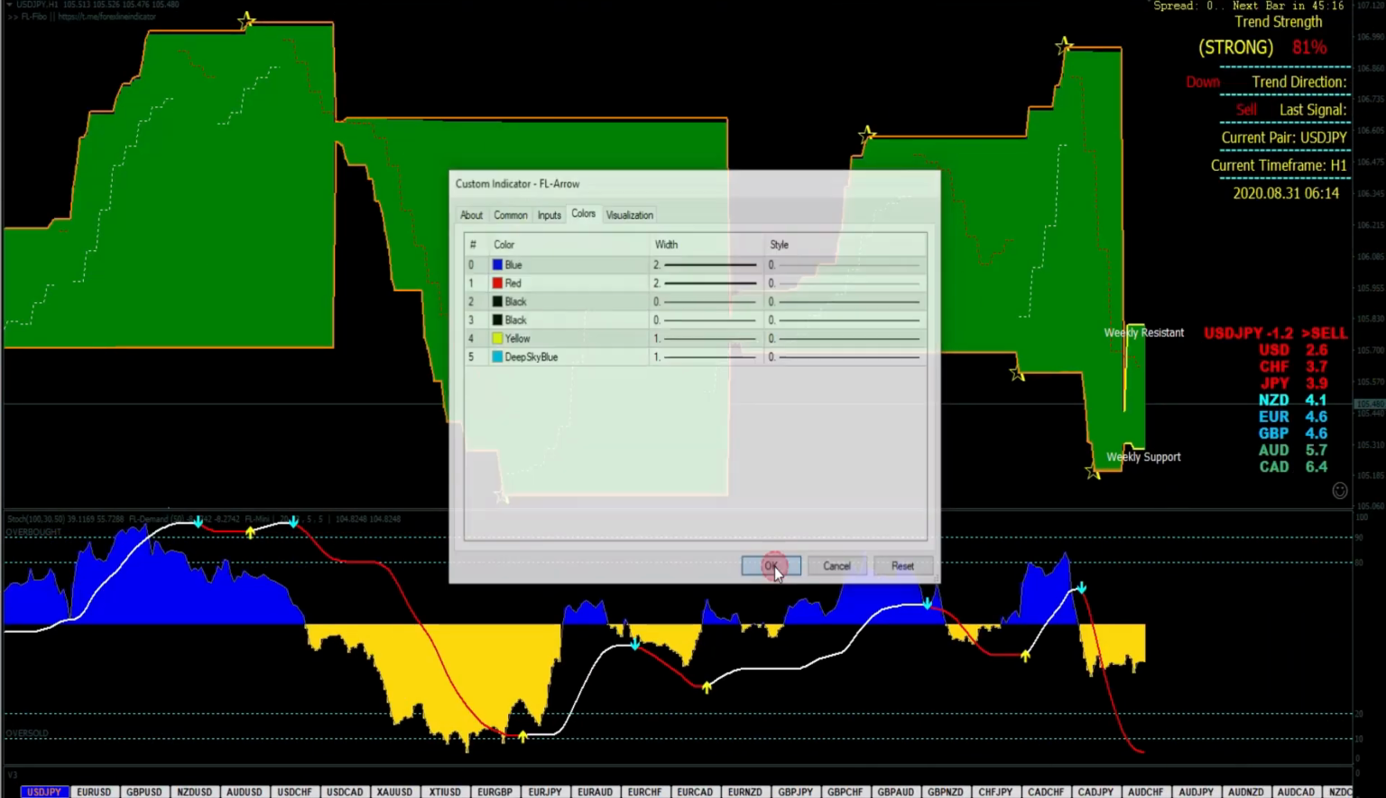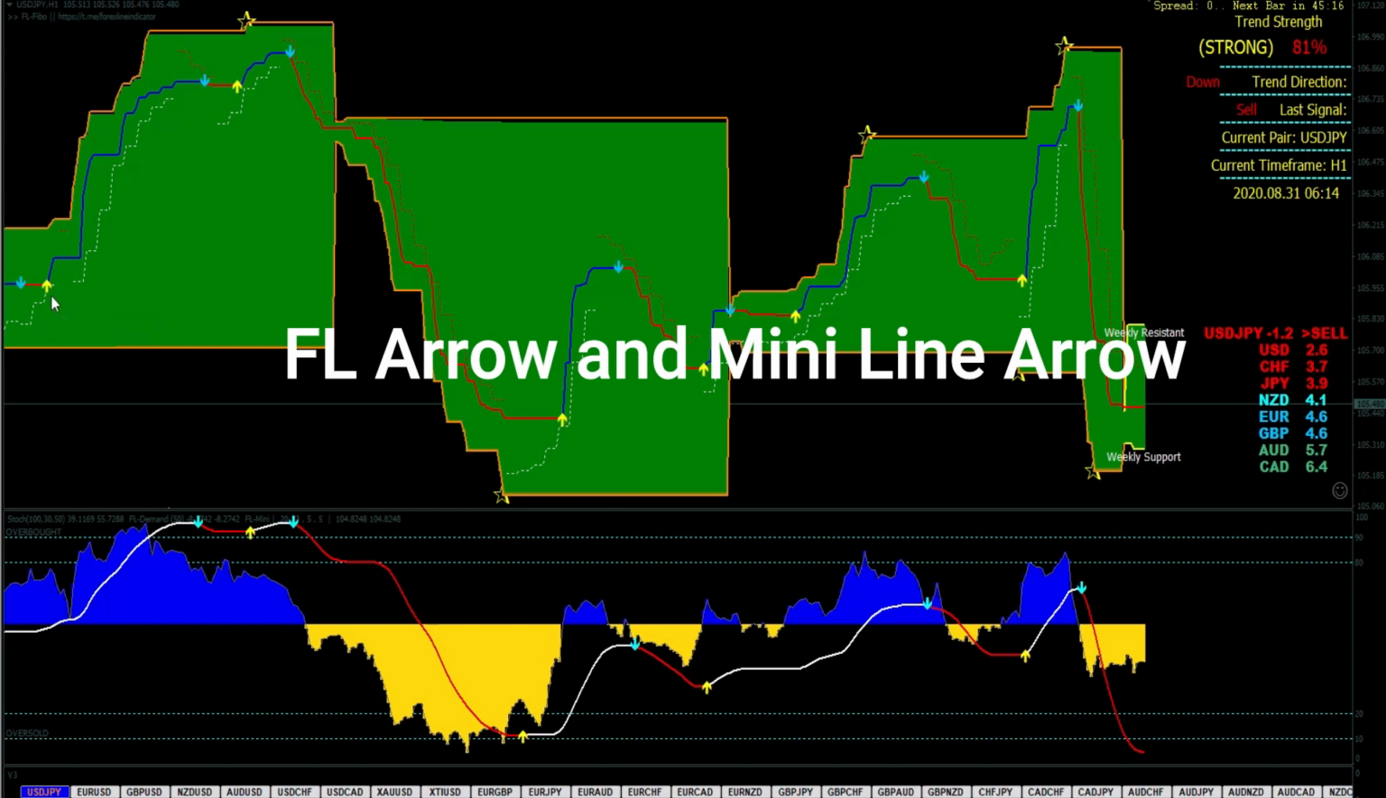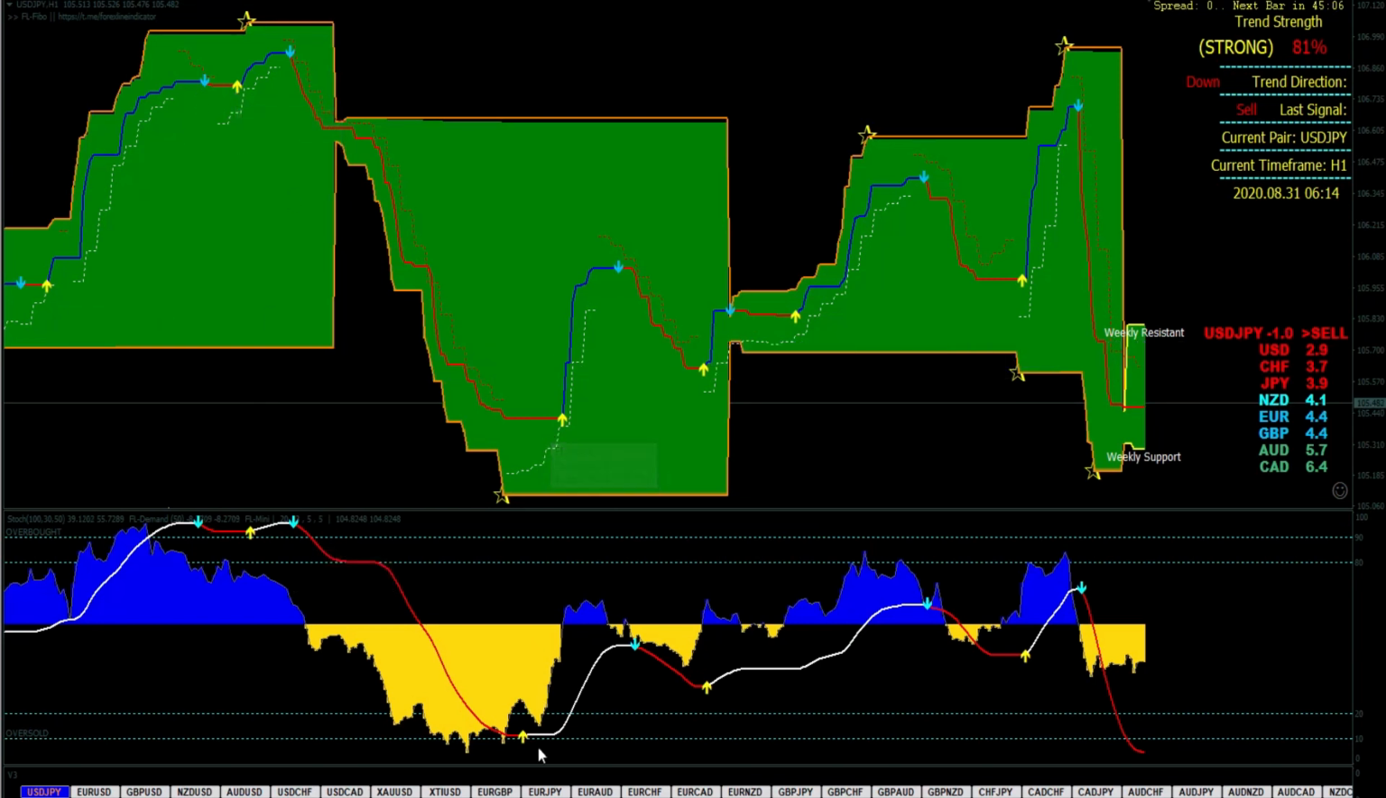Indicator number 2. Forex line arrow and mini line arrow. This indicator shows yellow and blue arrows to identify the direction of the market.